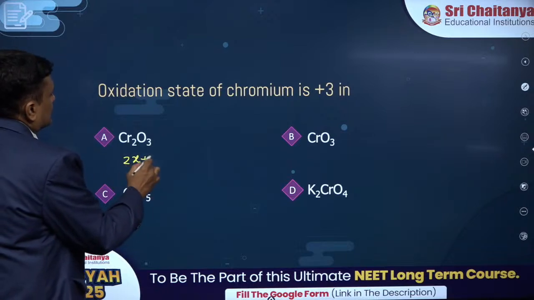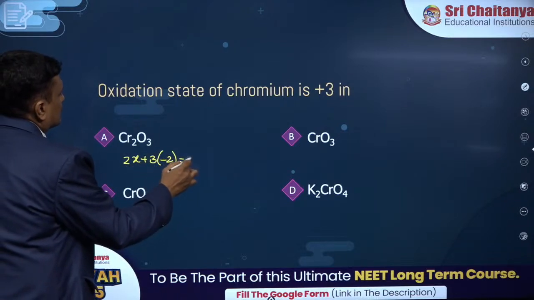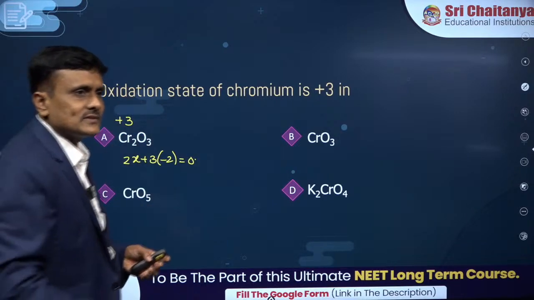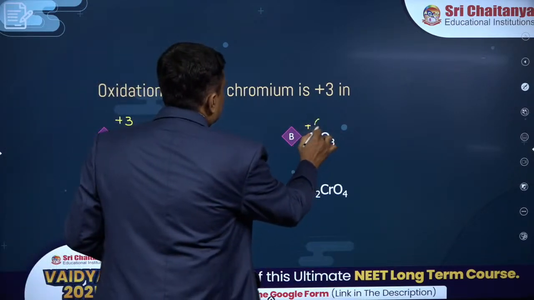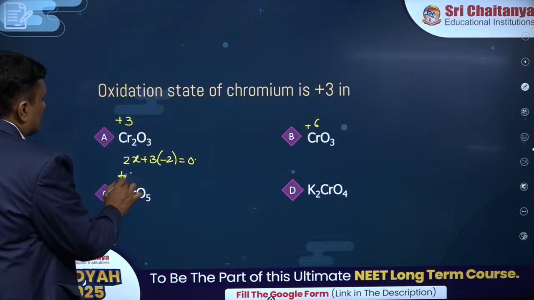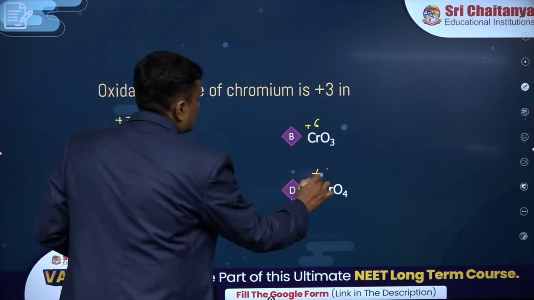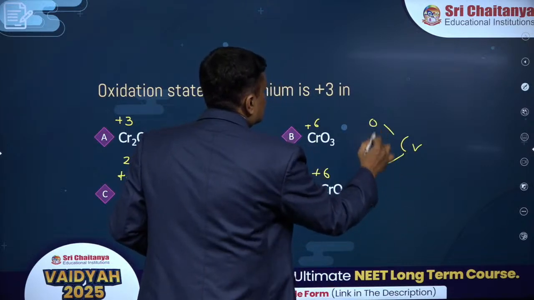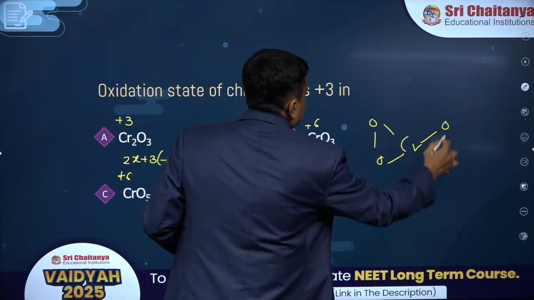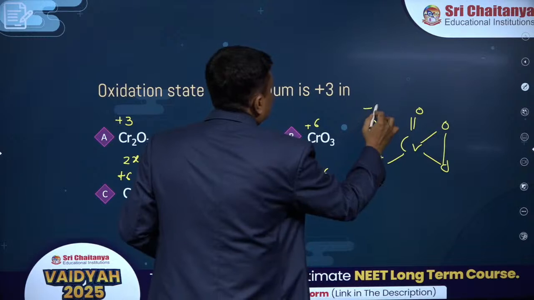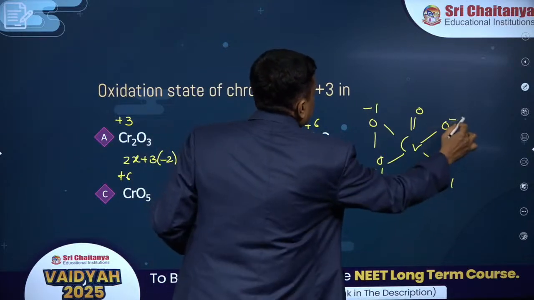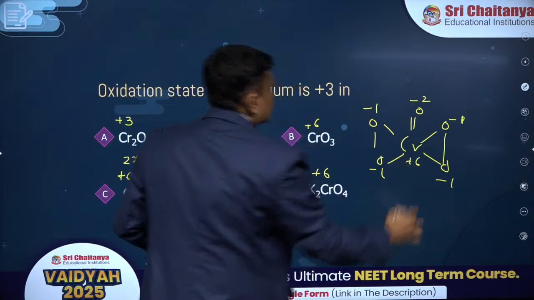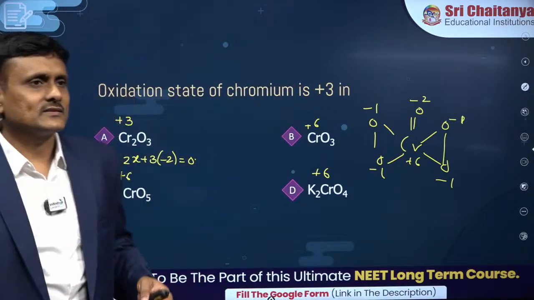2x plus 3 into -2 equals 0. So x is equal to +3. What is the oxidation state here? +6. Over here, +6. Here also, +6. Chromium pentoxide structure, you know, isn't it? Butterfly, in which there are 2 peroxy bonds. Hence, the oxidation state is +6 but not +10. It's a blue colored liquid, isn't it? I think you know this.